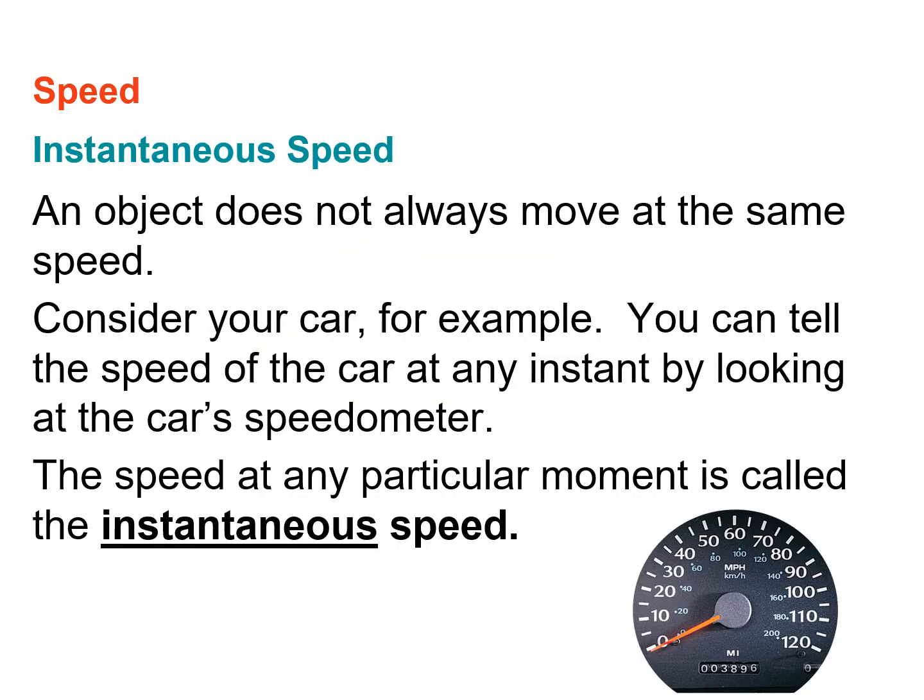One of the things you know if you've ever observed the speedometer in a car is that your car does not always go the same speed. What the speedometer is giving you is something called the instantaneous speed, the speed at a particular moment.